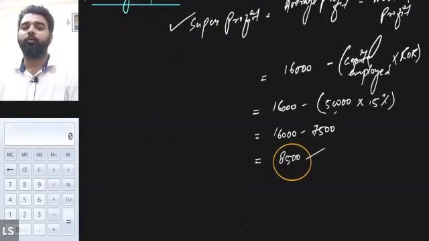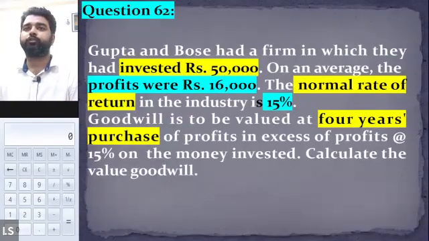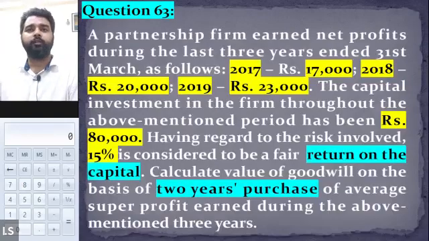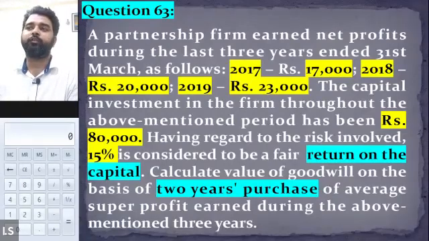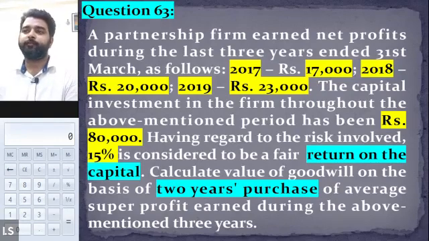Okay. So I hope everyone did this question. Moving on to the next one. Next one is also an easy question. Question 63. It is saying that a partnership firm earned a net profit during the last 3 years, ended 31st March, as follows. 2017, the firm generated 17,000. In the year 2018, the firm generated 20,000. 2019, 23,000. The capital investment in the firm throughout the above mentioned period has been 80,000.